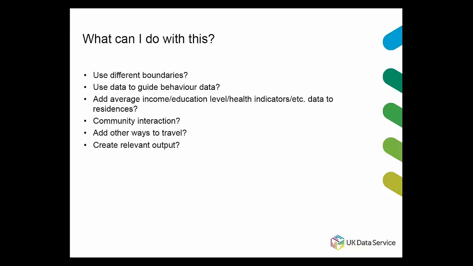So you might be thinking, okay, this is great. Well, what do I do with it, though? I mean, you could use different boundaries. You could look at Liverpool if you wanted to study the Merseyrail network, or you could look at London if you want to look at the tube and the overground and the Docklands Light Railway or anything else. You could use different kinds of data to guide the behavior of the agents. So I just used population to tell me how many agents to make per local authority, but you could get UKDS data on travel to work data, for example.